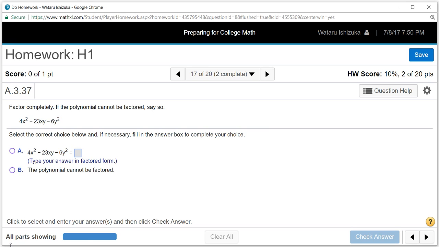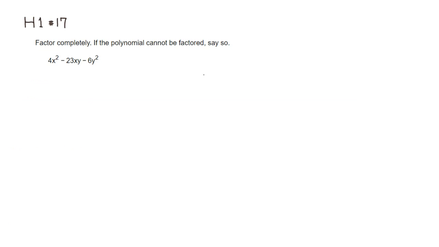All right, let's look at homework 1, problem number 17. Let's factor out this given polynomial. Let's identify A, B, and C. A is the coefficient of x squared. So this is our A.